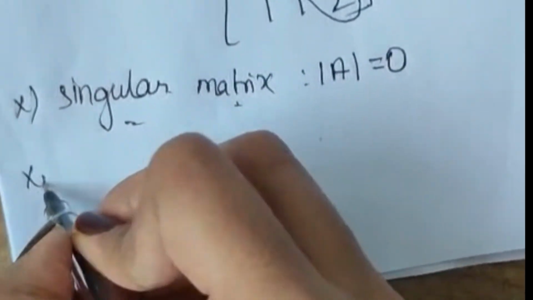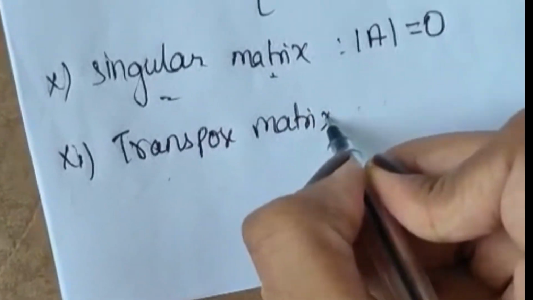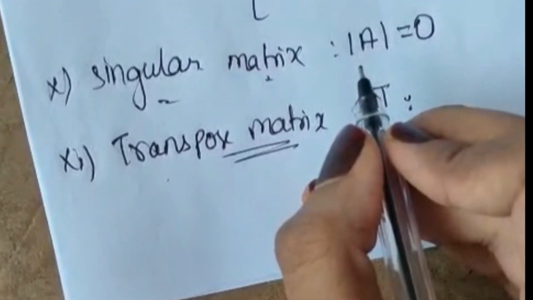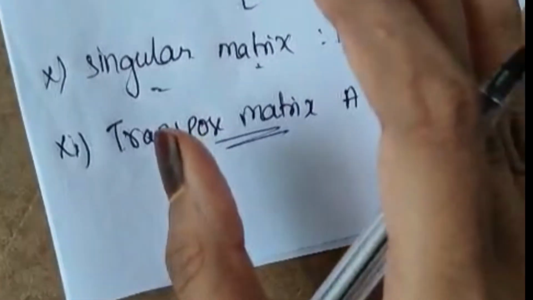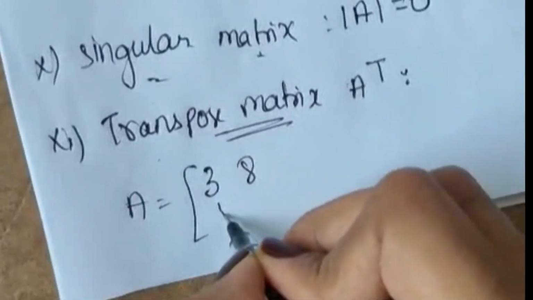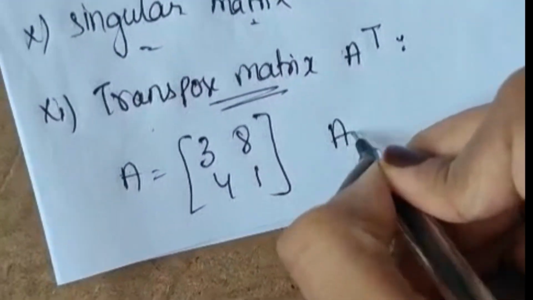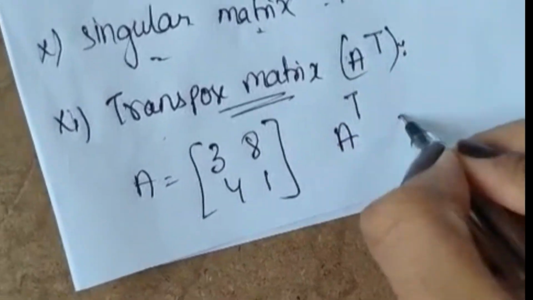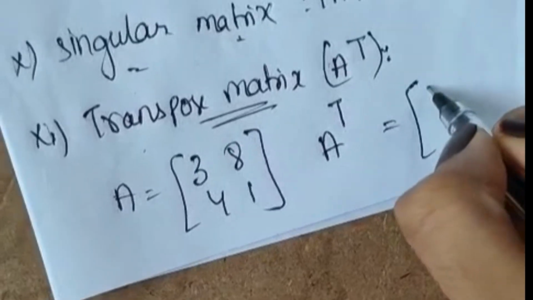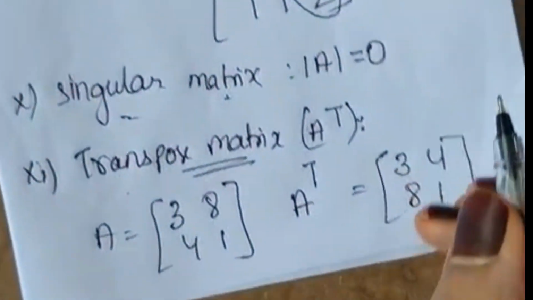Now, the next type of matrix is the transpose matrix. A transpose is the matrix obtained by interchanging the rows and columns. For suppose 3, 8, 4, 1. This is a matrix. What will be the transpose matrix of this A? We will change the rows into columns and columns into rows: 3, 4, 8, 1. This is known as the transpose matrix.